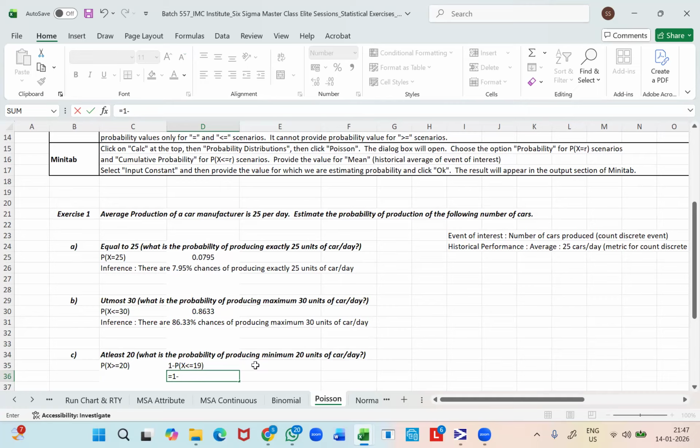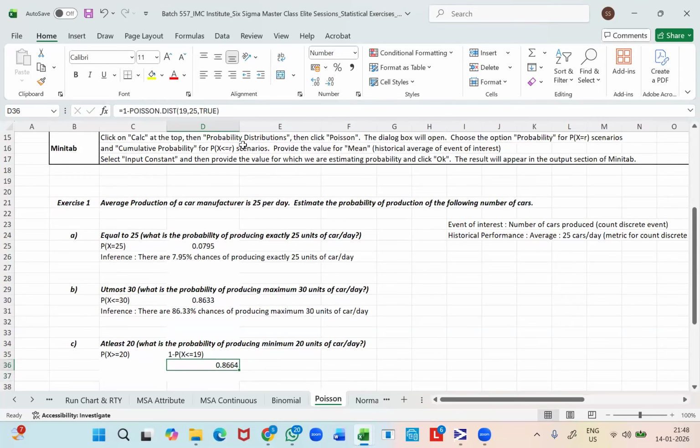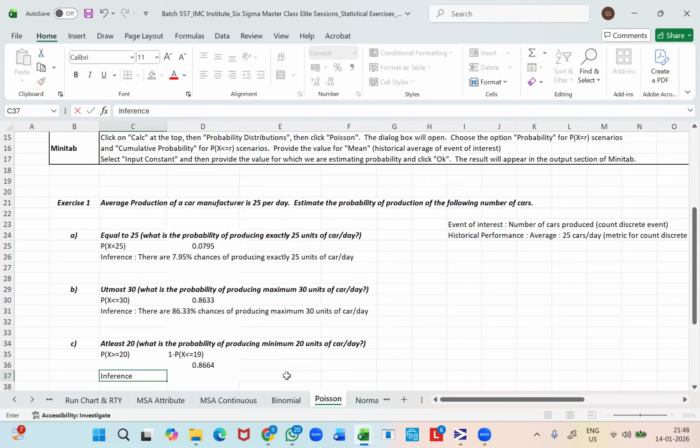So this will be 1 minus Poisson dot test open bracket. So the X reference value will be 19, comma, the mean will be 25, comma, and cumulative for less than or equal to will be true. Okay, 0.8664, and we just need to provide the inference. So there are 86.64% chances of producing minimum 20 units of car per day.